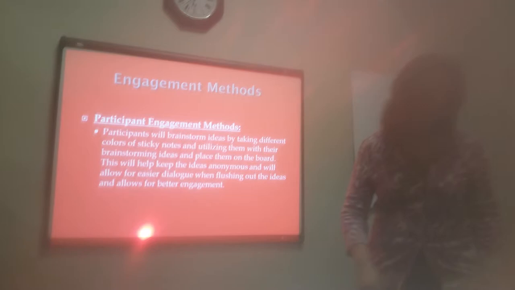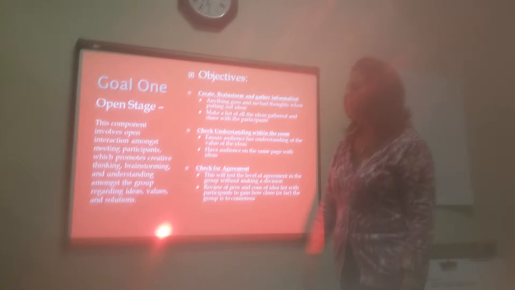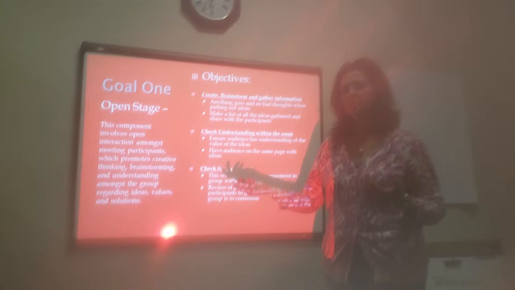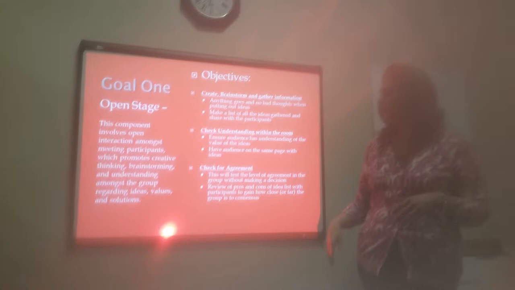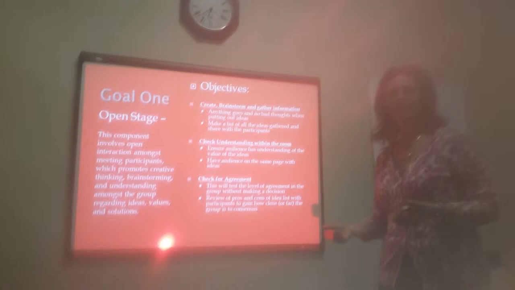So I'm going to go ahead and begin with the first goal and the first stage and the objectives of the goal. The first stage is called open stage, and this component involves interaction amongst participants. You want them to get their creative juices flowing, you want them to brainstorm, and you want them to have an understanding amongst the group, the ideas and the values of what you're trying to achieve. So the first step that you would ask the participants to do is over here, the objective of create, brainstorm, and gather information. Make sure that you let everybody in the room be very comfortable with the fact that there's no bad thoughts, no bad ideas.